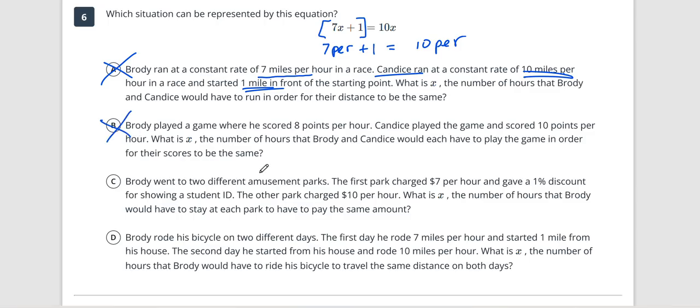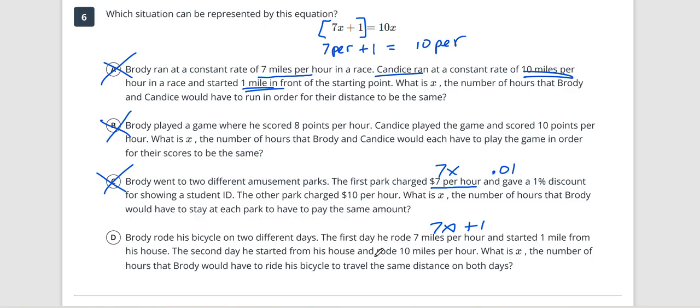Okay. So Brody went to 2 different amusement parks. The first park charged 7 per. I like that. That one's 7x. And gave a 1 discount. Guys, as a number, this was 0.01. That's out. Okay, Brody rode his bicycle 2 different days. The first day he rode 7 miles per, so that's your 7x, and started 1 mile from, plus 1. Okay, I like that one right there so far.